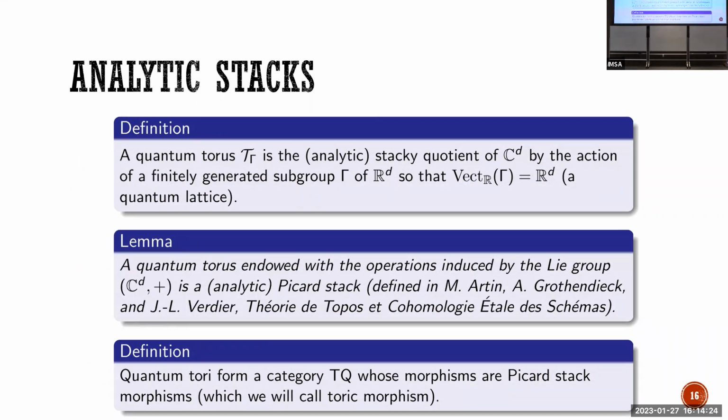And this is compatible with the other definition, because if I use the convolution functor, I get these noncommutative algebras up to compact operators. And the lemma is that this is a Picard stack in the sense of Artin-Mazur-Verdier. So indeed it is what it has to be. It is an analytic Picard stack. So it is nice. And quantum tori form a category. Then I ask, obviously, the morphisms to be Picard stack morphisms. So we have a category of quantum tori.